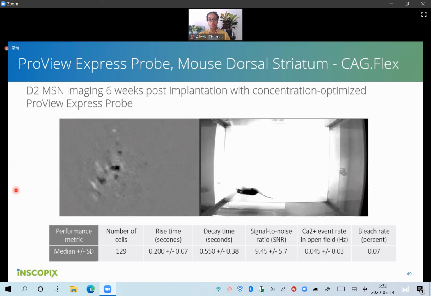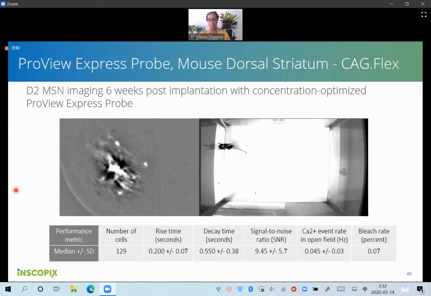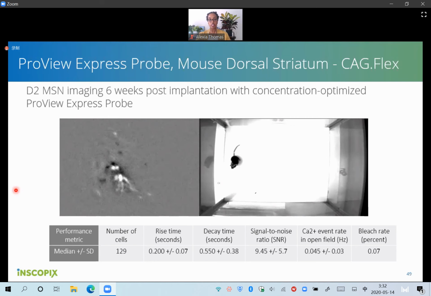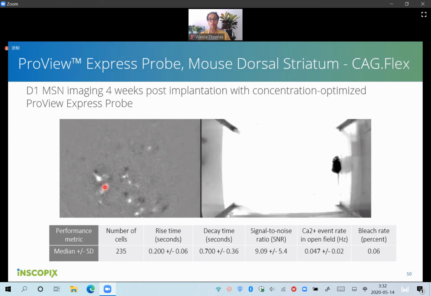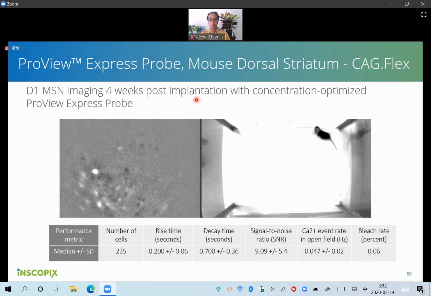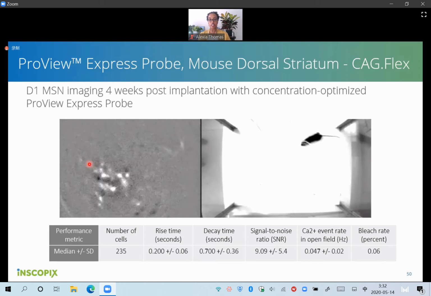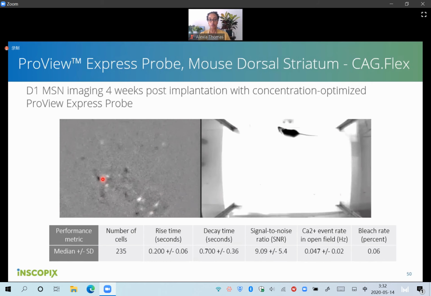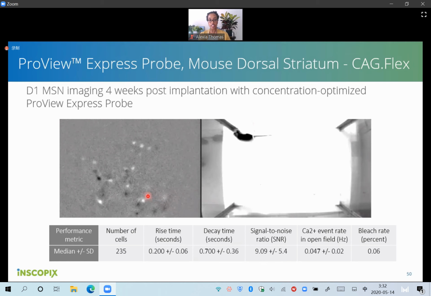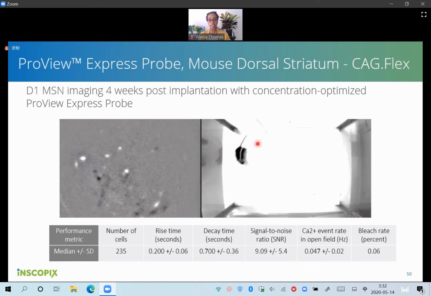As I mentioned, of course, we're validating it not just in D2 medium spiny neurons, but in D1 medium spiny neurons. And this is sample data from D1 medium spiny neurons imaged 4 weeks post-implantation. And again, here on the left, you see the recording of the dorsal striatum. And on the right, you have the mouse behaving.